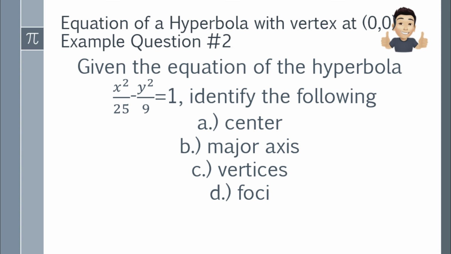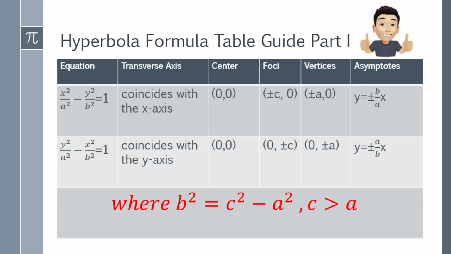Okay, next question tayo. Paano naman kung ganito? Given the equation of the hyperbola, x square over 25 minus y square over 9 is equal to 1. Identify the following: center, major axis, vertices, and foci. Nilagay ko muna yung table para maging guide natin kasi I don't want you to be dependent on it.